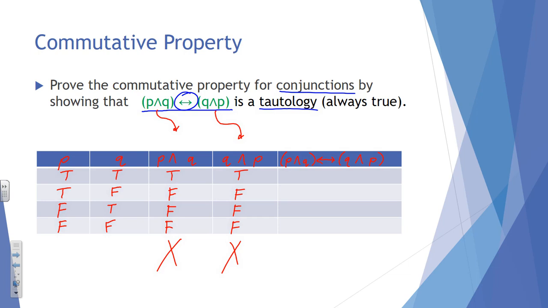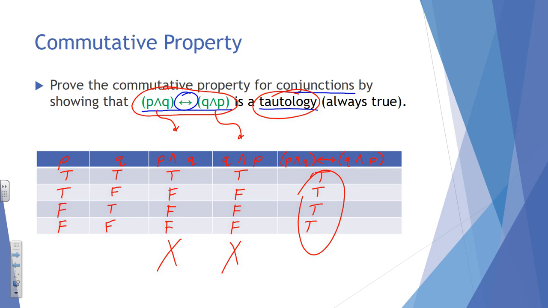Biconditional means that we have to have the same entries in both columns, which we do. Row 1, they're both true. Row 2, they're both false, which makes the biconditional true. Row 3, they're both false, which makes the biconditional true. And row 4, they're both false. Look at that. Here we have it. We have a column that is entirely true, which means this logic statement is a tautology, and we have proved the commutative property for conjunctions.